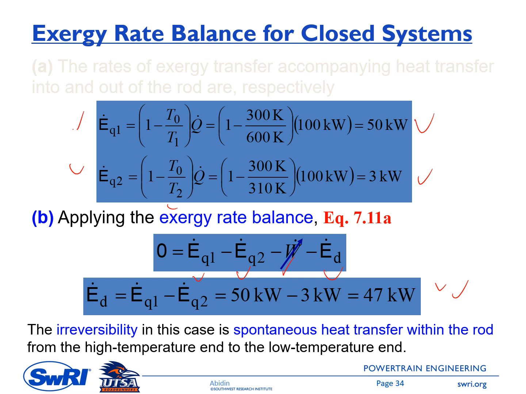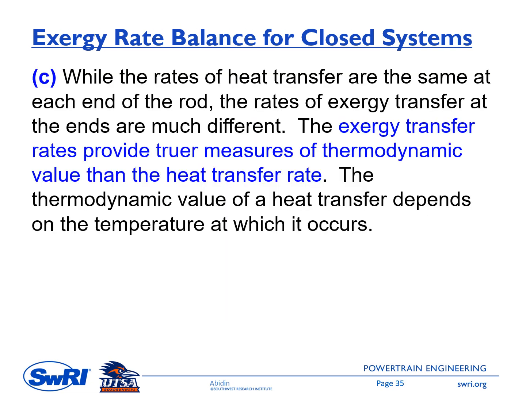So the irreversibilities in this case, with this 47 kilowatt, is the spontaneous heat transfer within the rod from the high temperature end to the lower temperature end. You can see that while the rates of heat transfer are the same at each end of the rod, because the rod is isolated laterally, the heat transfer from the left is 100 kilowatt, and leaving the rod on the right side is also 100 kilowatt.